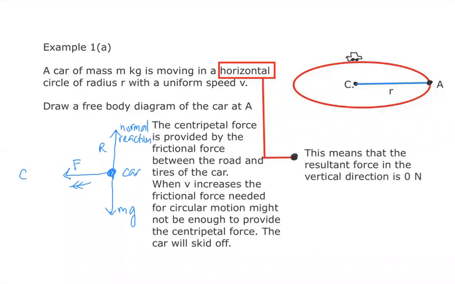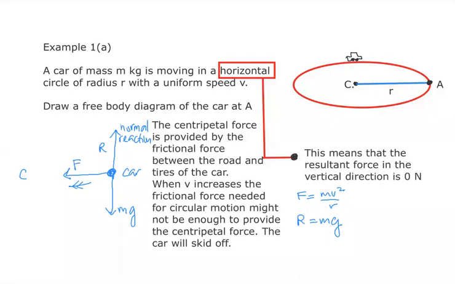Therefore, we write F = mv²/r, since F must be the centripetal force causing the object to undergo circular motion. Since the object moves in a horizontal circle, there is no resultant force in the vertical direction. We can therefore write down another equation where R = mg.